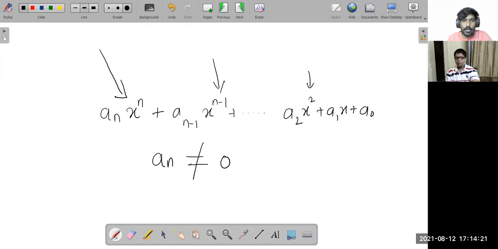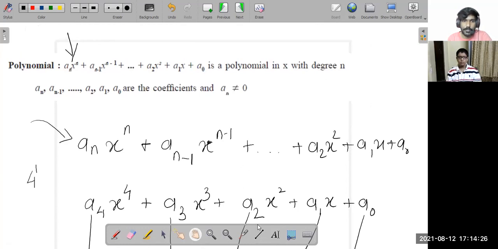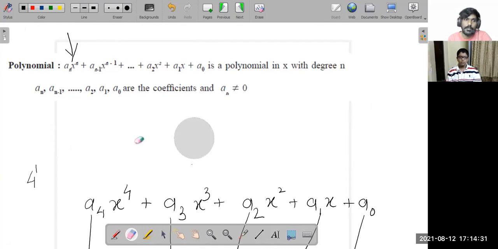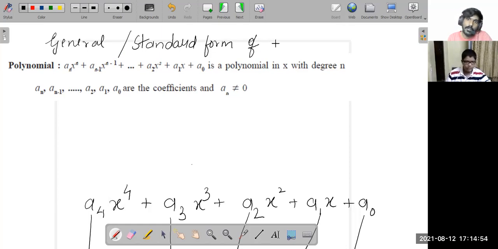Yes, sir. Okay, now I want you to write this definition. Write down this definition, give the heading general form or standard form of, 1 second, sir. I can't find my pen. Yes.